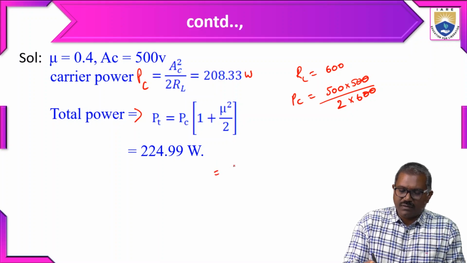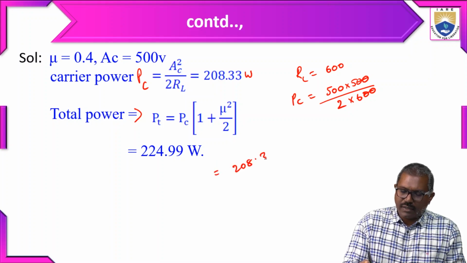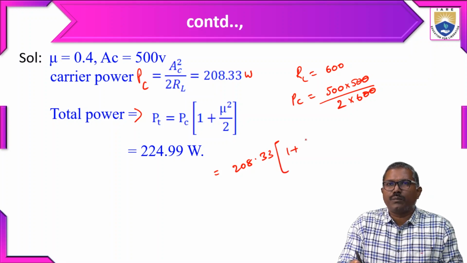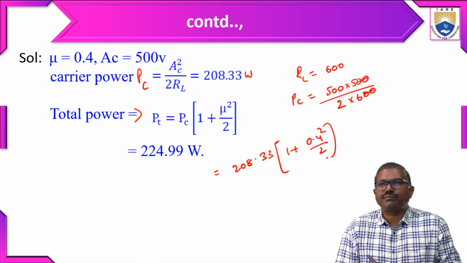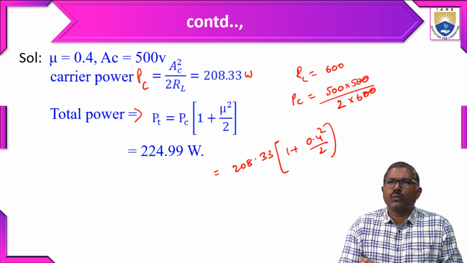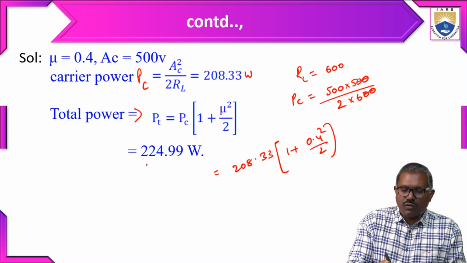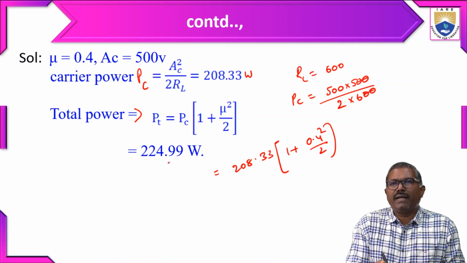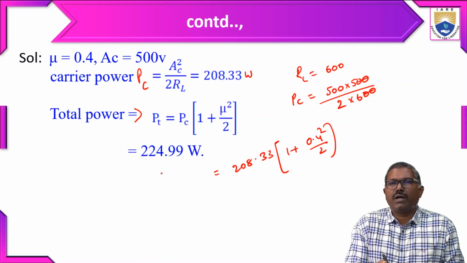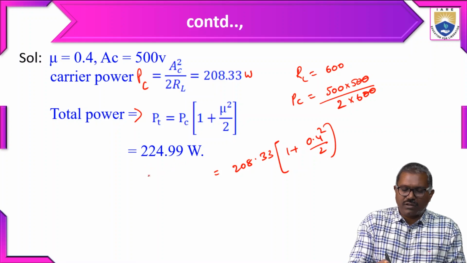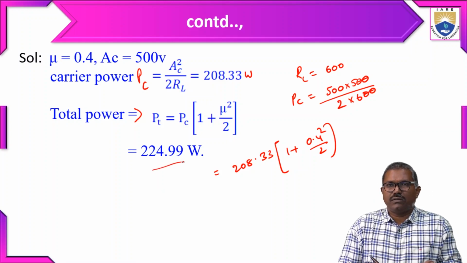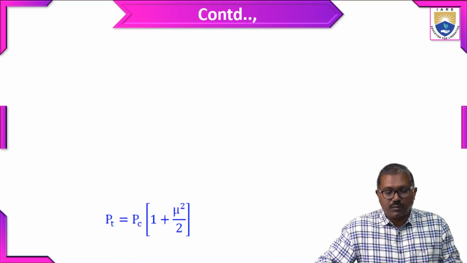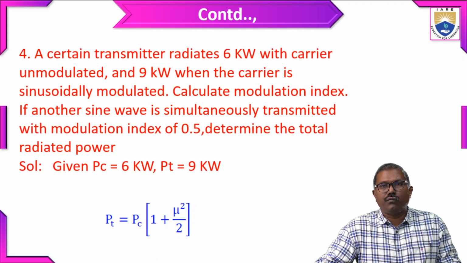So we know the PC, 208.33 into 1 plus mu square. Mu value is 0.4 square by 2. Then we got 224.99 watts, approximately 225 watts. Okay. So this is the third problem. Now coming to the fourth problem.